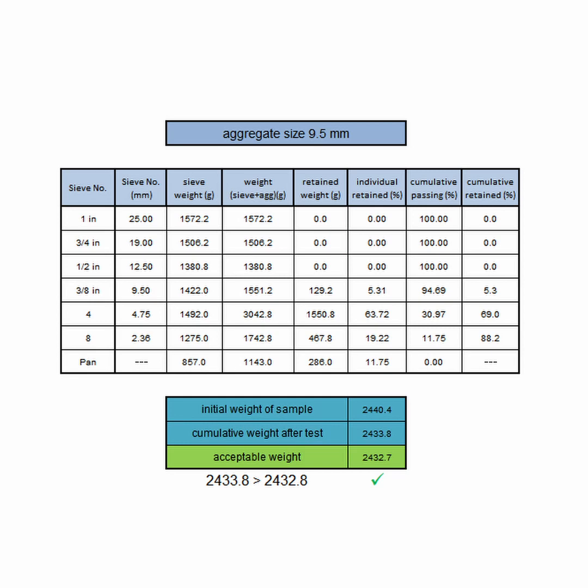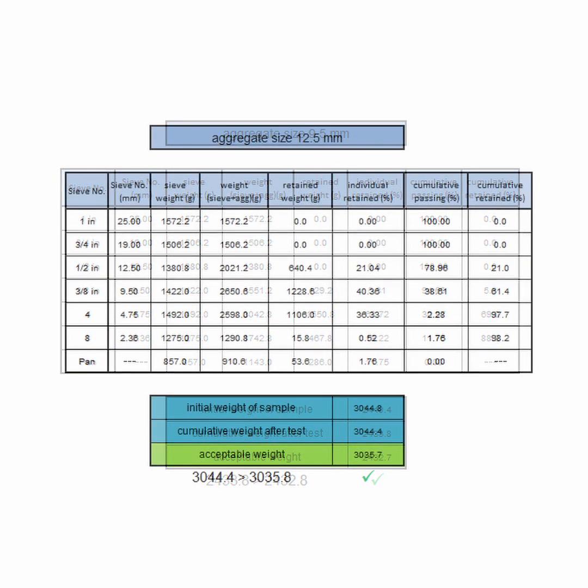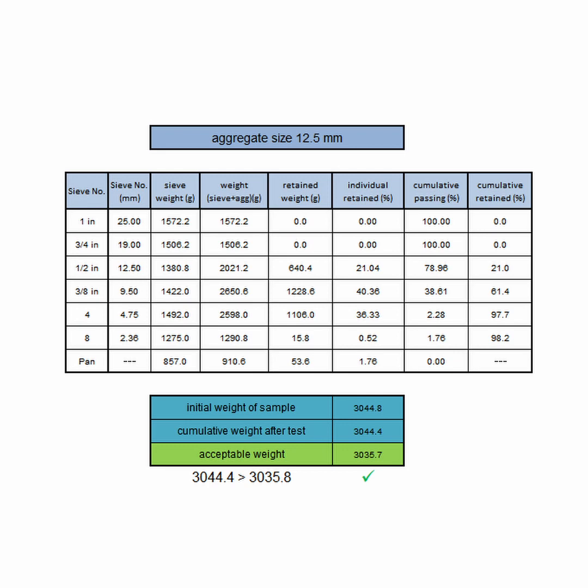Now, we can move on to the retained portion of the aggregate on each sieve. How do we find that? It's simple, we just divide the individual weight of the aggregate retained on the sieve by the total weight of our material after the test, which is 2,433.8 grams.